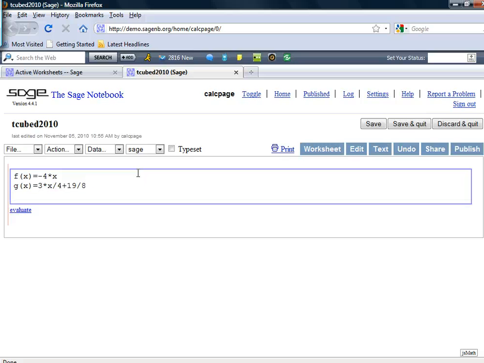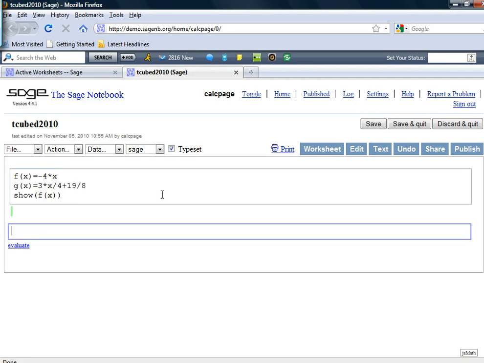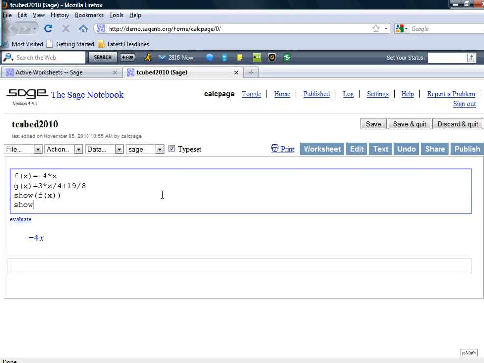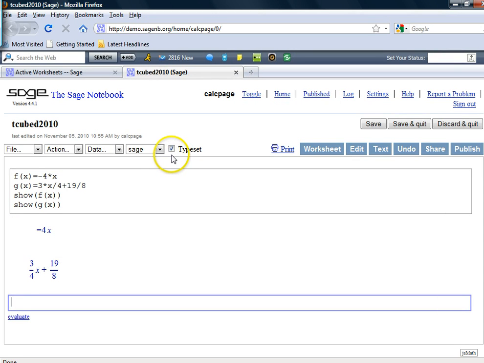All right, and then if I want to check that everything's been inputted correctly, I could say show f of x and click evaluate. And that was f of x, right? And I could do show g of x whenever I want, anywhere in this worksheet. I clicked something called typeset up here. Have you ever heard of pretty print on the TI-89? I like that. It's sort of like a pretty print. So I always put typeset up there.